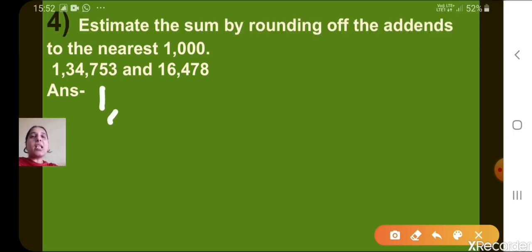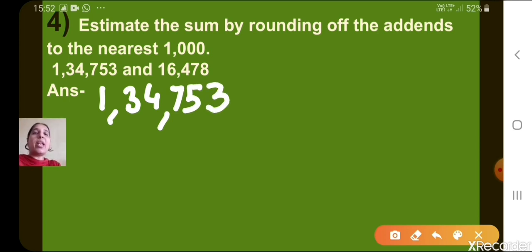So first addend is 1,34,753. So how will we round it off to nearest 1000? To round it off to nearest 1000, we'll see the digit at the hundreds place, which is 7, which is more than 5. So what we'll do, we will just put zeros at the ones, tens and hundreds place, and we'll add 1 to the digit at the thousands place.